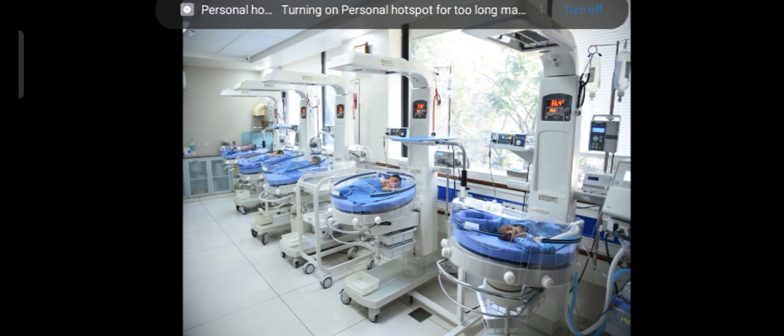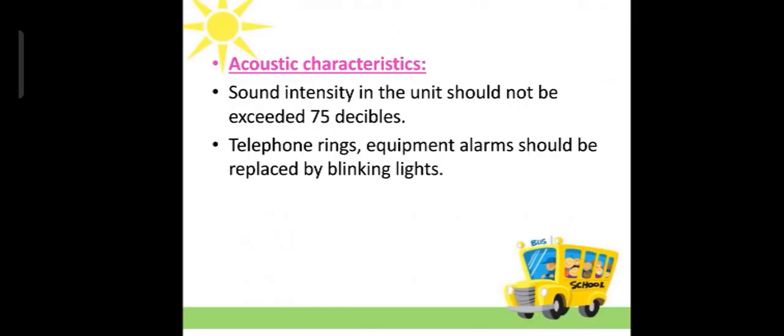You can see in this picture. Now we will talk about acoustic characteristics. The sound intensity in the unit should not be more than 75 decibels. The telephone rings, the equipment alarms.